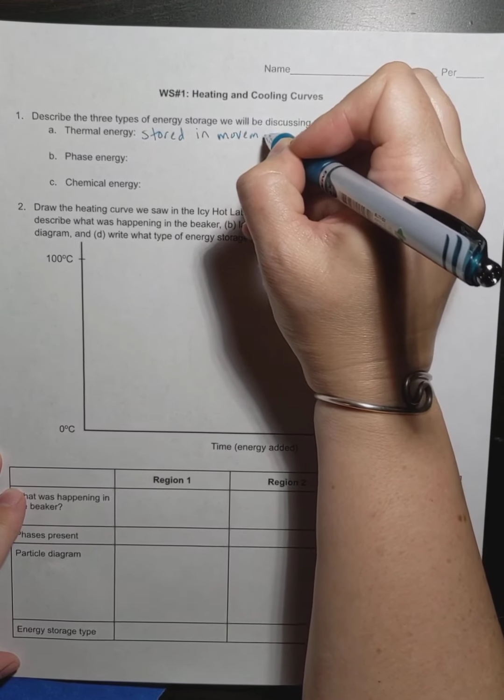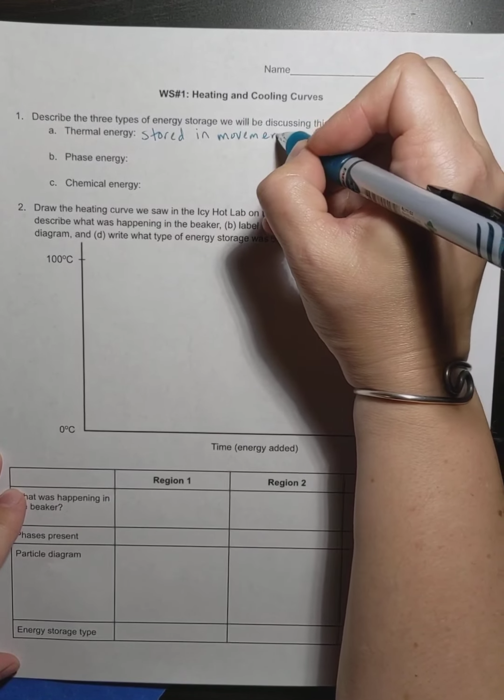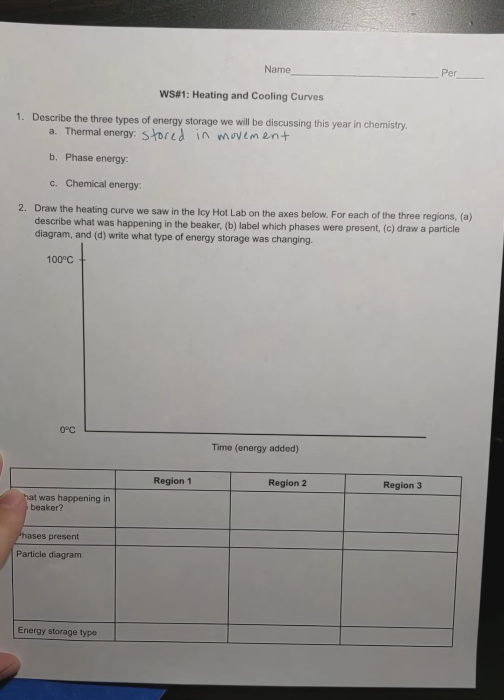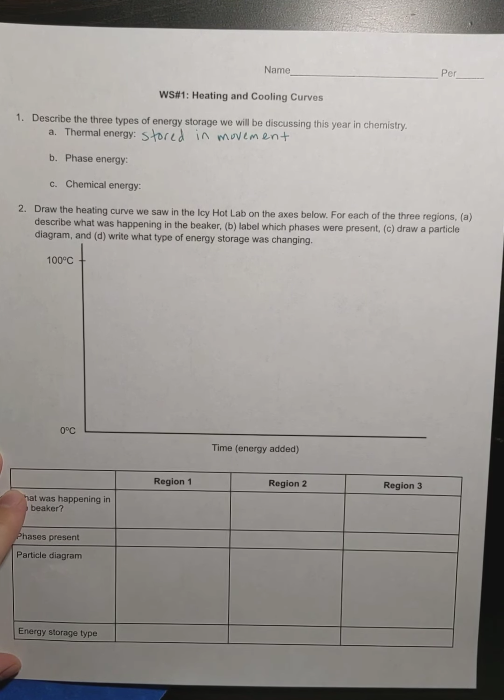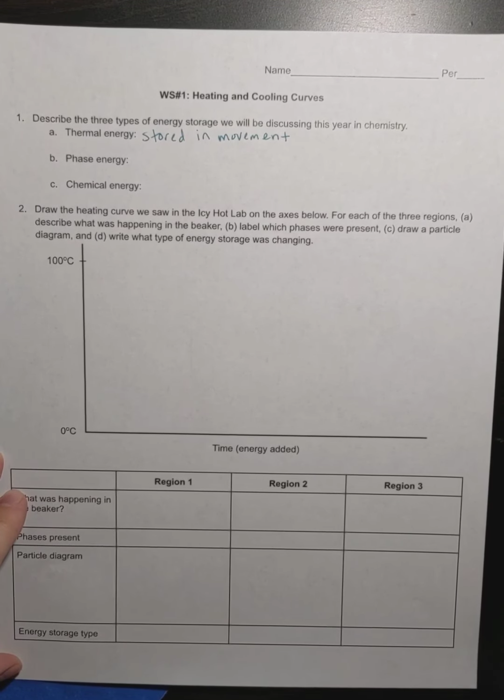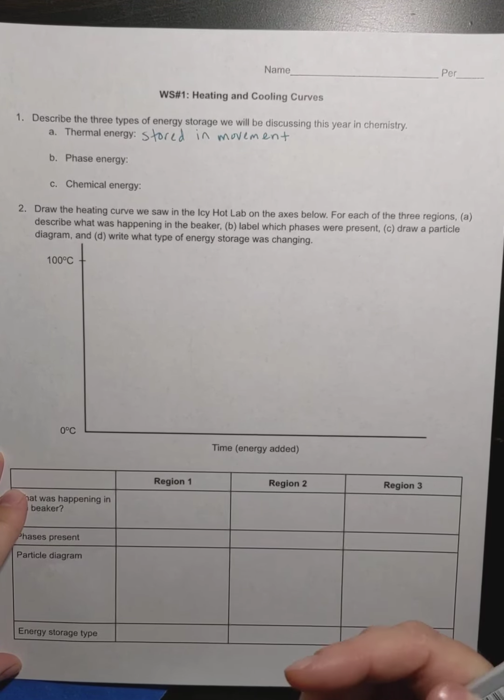Movement, this is something that we learned in Unit 2. So thermal energy is essentially the temperature of the particles. Temperature is measuring how much thermal energy they have. So faster moving particles have more thermal energy and a higher temperature.